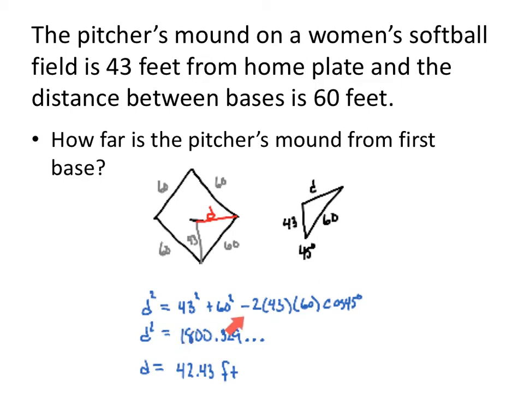I let my calculator do the work. I type it in exactly like that, making sure I'm in degree mode, and I'll get D squared is 1800, more or less. And we take the square root, and the distance from the pitcher's mound to first base, nearly identical to the distance from pitcher's mound to home plate, is 42.3 feet. Good to know when you're watching the World Series of softball from Oklahoma.